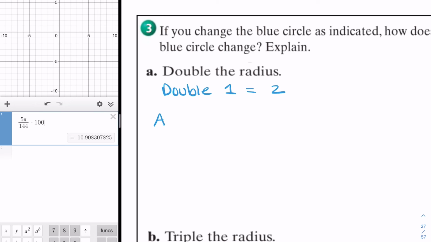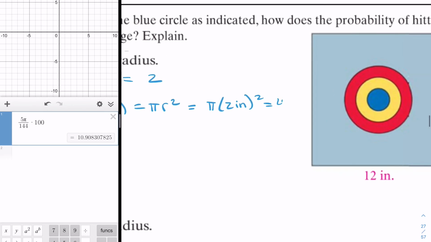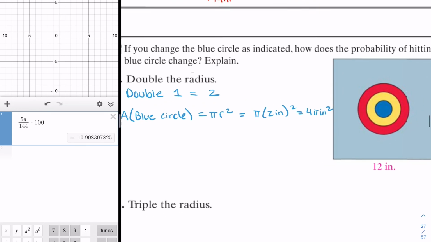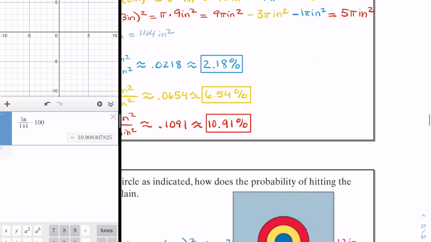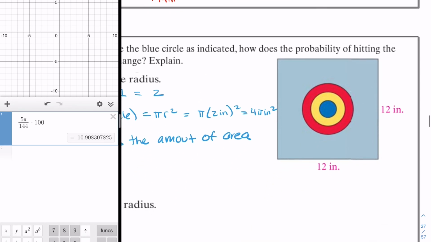Area of the blue circle equals pi r squared, which gets me pi times 2 inches squared, which gets me 4 pi. So doubling the radius gives me 4 times the amount of area. Compared to 1 pi, I now have 4 pi.